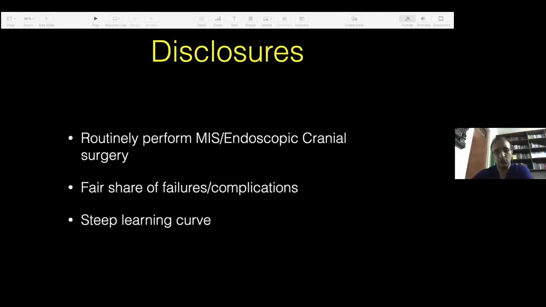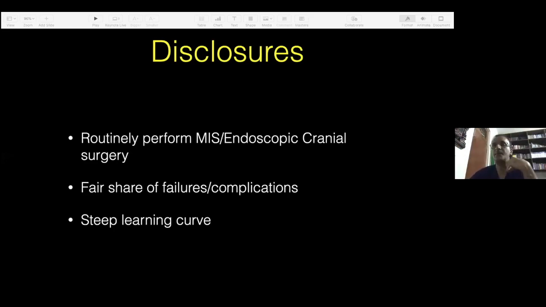The other disclosure is that I routinely perform minimally invasive spine surgery, and I in fact started with endoscopic cranial surgery. So right now I'm into two-dimensional endoscopic surgery, and that has helped with the learning curve. With every endoscopy you are involved in, that 2D feel and the feel of the anatomy and what you're visualizing helps you with the learning curve.